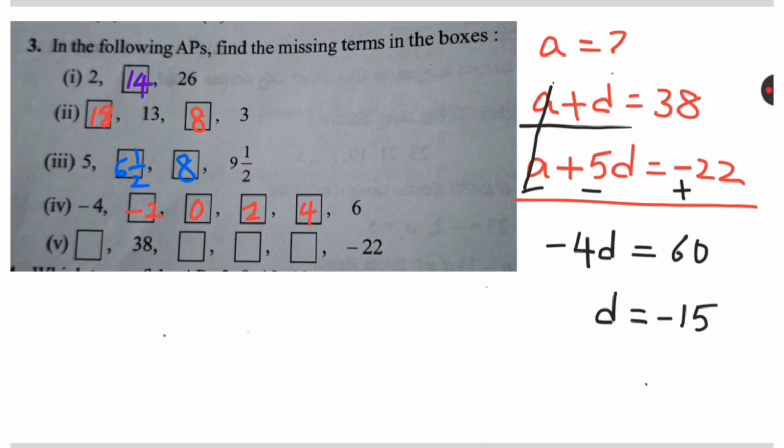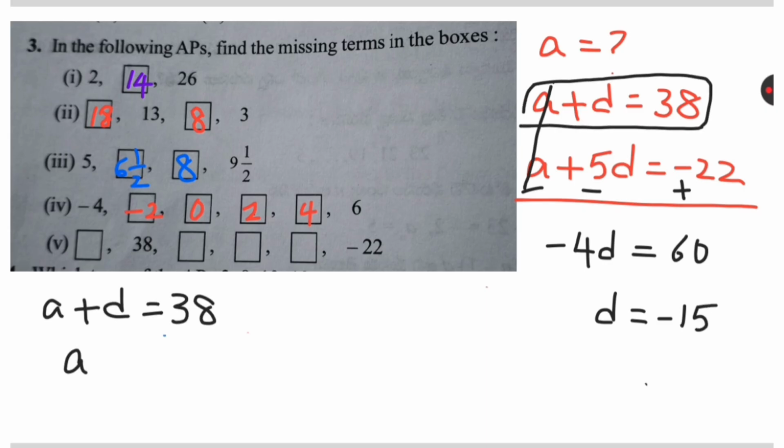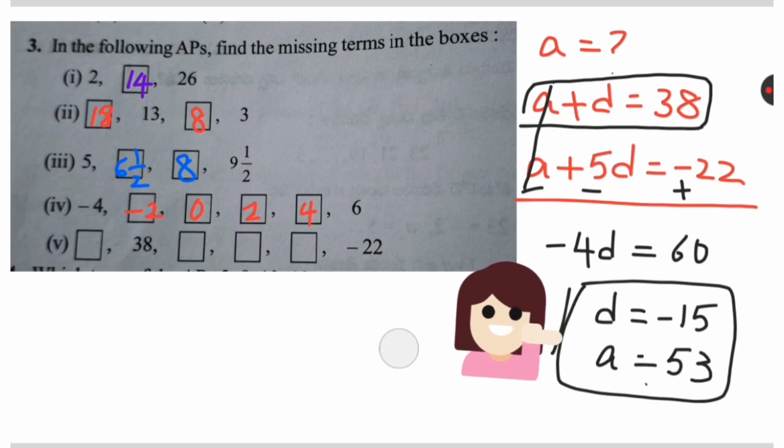This d value, substitute in this a plus d equal to 38. D value is minus 15. So a minus 15 is equal to 38. Let's add plus 15 on both sides. Here minus 15 plus 15 turns into 0. So we are left with only a on the left hand side. So a equal to 38 plus 15 which gives 53. So using these two we can write the third, fourth, fifth terms.